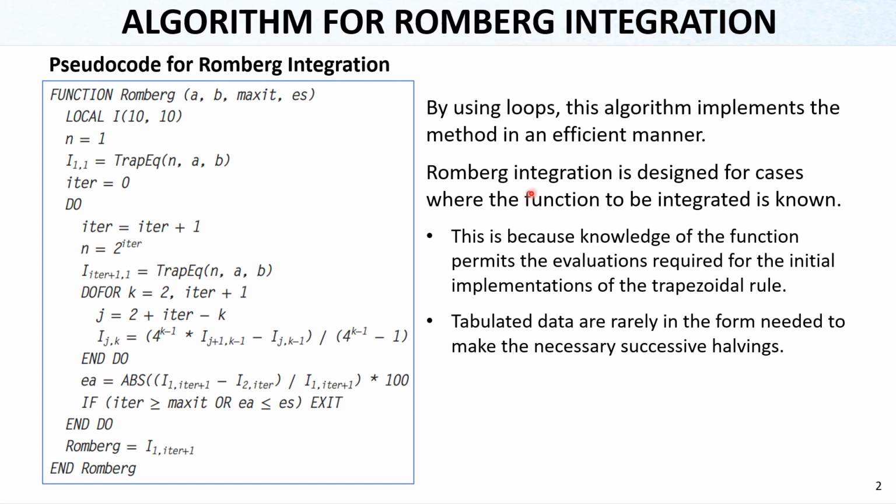Romberg integration is designed for cases where the function to be integrated is known. So we know the function rather than having tabular data, because we can generate additional data from the function, and this is good for functions. This is because knowledge of the function permits the evaluations required for the initial implementations of the trapezoidal rule. Tabulated data are rarely in the form needed to make the necessary successive halvings. This is important. That's why we use functions rather than tabulated data for Romberg integration.